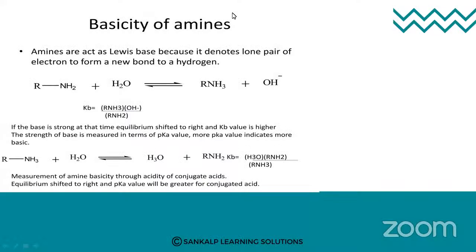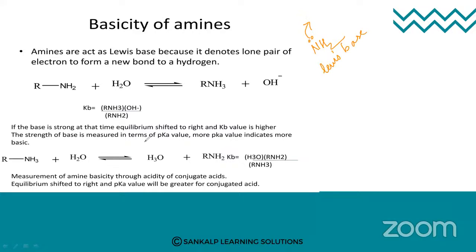Okay, we were discussing the basic nature of amines. So amines are basic in nature. How are they basic in nature? Because when amines have a lone pair of electrons present on the nitrogen, they can easily donate the lone pair of electrons and act as a Lewis base.